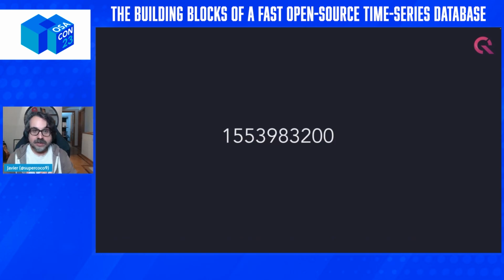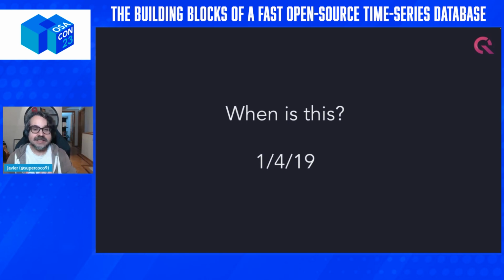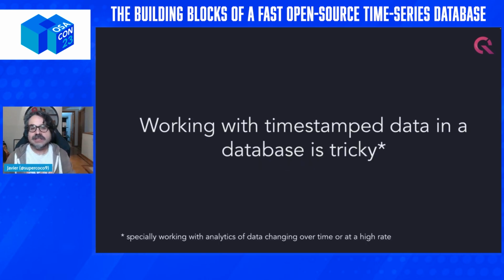This, for example, is a timestamp. It's an epoch. But what is this date? Can you tell me? Or maybe not. But what if I tell you that this date is exactly the same as this other? When is this? Is this the 1st of April of 2019? Is it the 19th of January of the year 4? I don't know. That's the thing. It's kind of tricky. So working with time and time zones sometimes is not that straightforward.